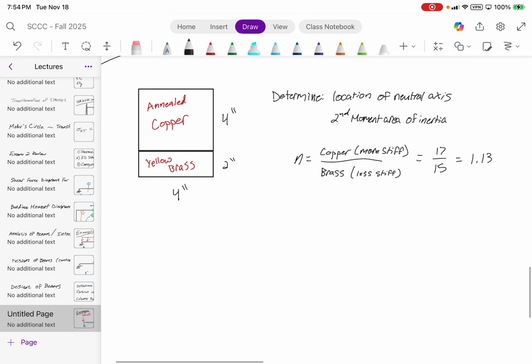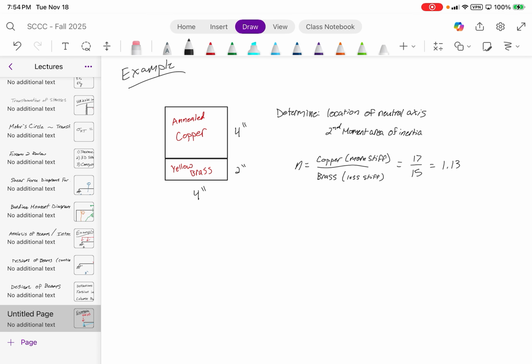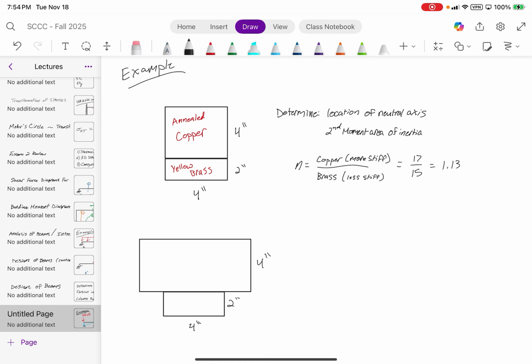All right. Now, what we next want to do, I personally just like to draw a transformed section so that way we can visualize what exactly is going on. So, what we are doing is now transforming this copper to an equivalent yellow brass dimension. The dimensions of the yellow brass are 2 inches and 4 inches. The height of the copper remains the same, but the width of the copper now becomes 4 inches times 1.13, which gave us what? 4.52? Yeah, 4.52.